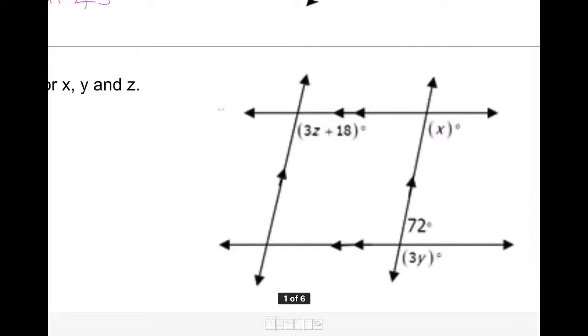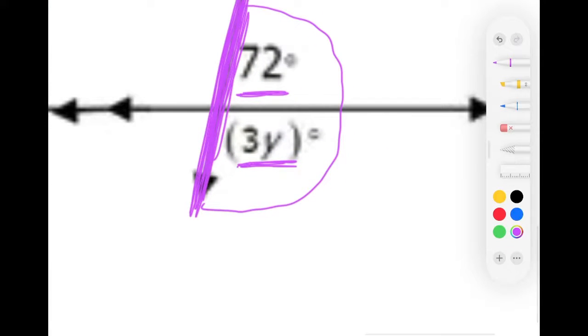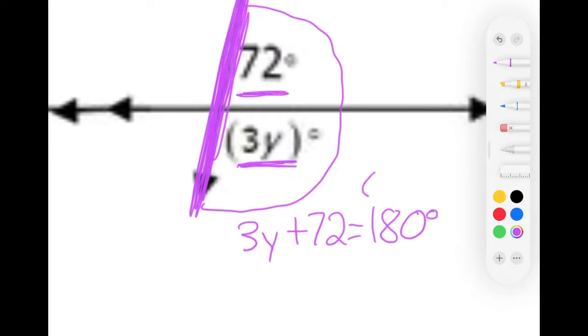So first thing I would start with is finding the value y. Value y is found down here at 3y. And how we can solve it is taking this 72, or this angle measurement 72, and realizing together they create a straight line. Because they create a straight line, I know that they are supplementary to each other. So I can do 3y plus my 72, and they're going to equal 180 degrees. Again, straight line.